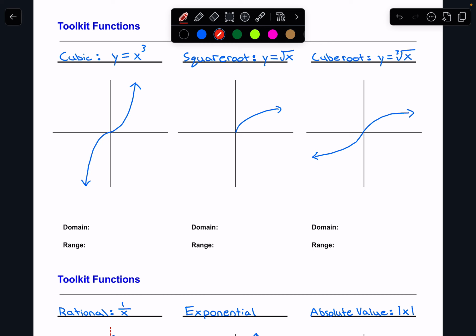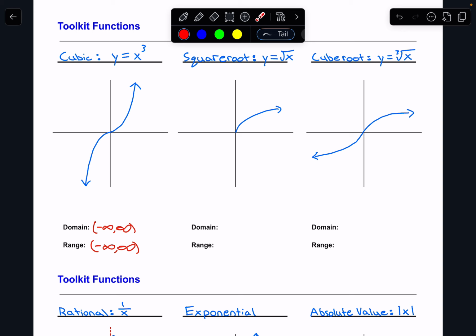So now this uses all real numbers for both domain and range. You can use all x values and all y values because this graph goes all the way down, all the way up, and all the way to the left and all the way to the right. So it uses absolutely everything.